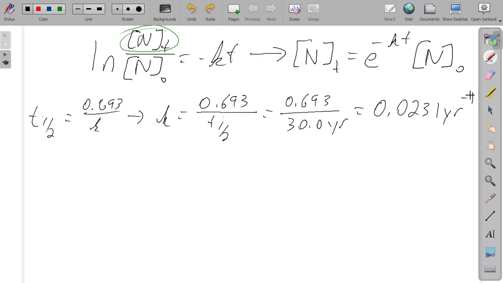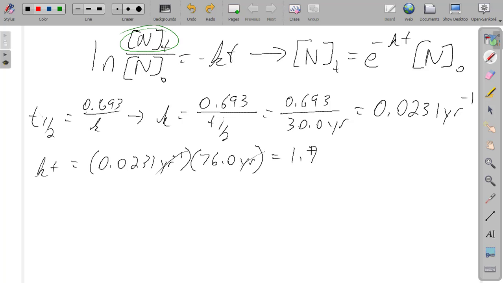All right. So now let's separately work out kt. And so that's going to be 0.0231 reciprocal years times the time. The time given to us was 76.0 years. Notice the units cancel out just like they should. And that's going to give us a value of 1.7556.